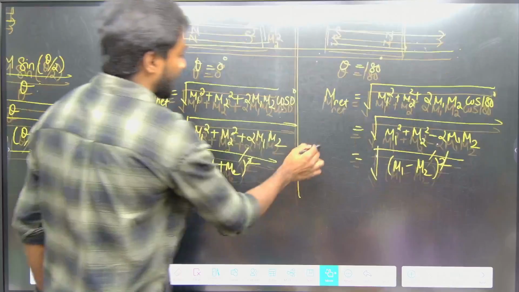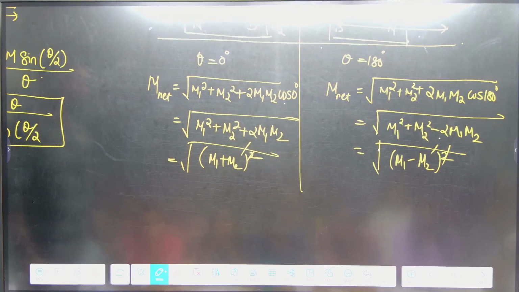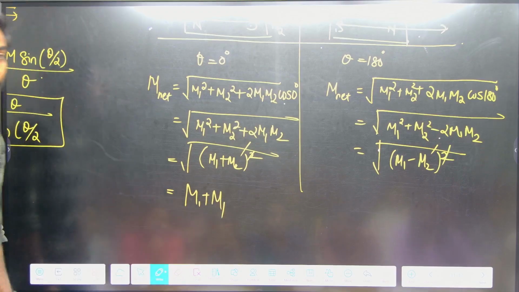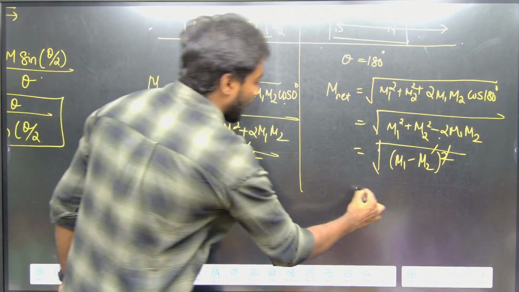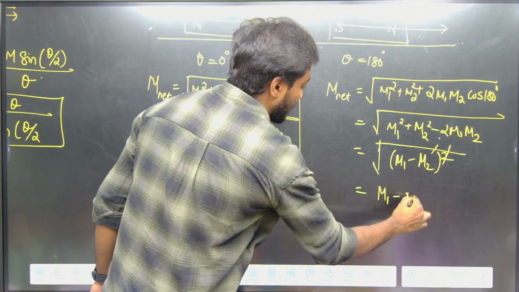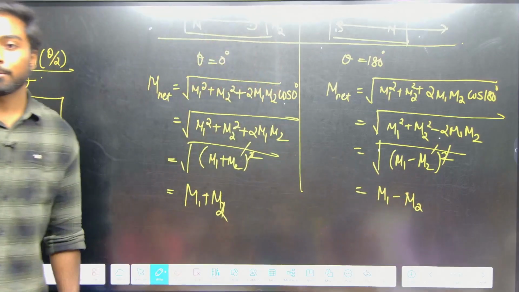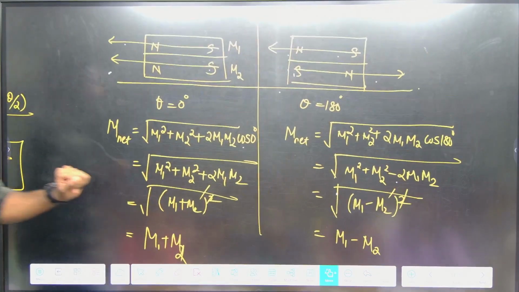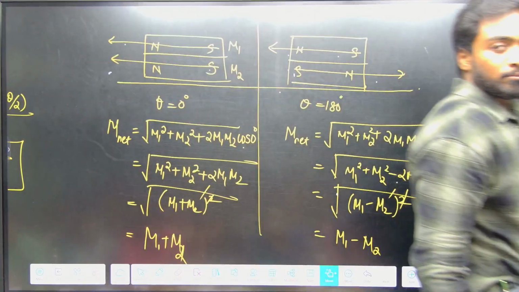So from this we can understand that whenever we are taking the same direction, I can add the magnetic dipole moment m1 plus m2, and when I am taking the opposite direction, I can subtract the magnetic dipole moment. So these are the conditions of the directions. Take it down.